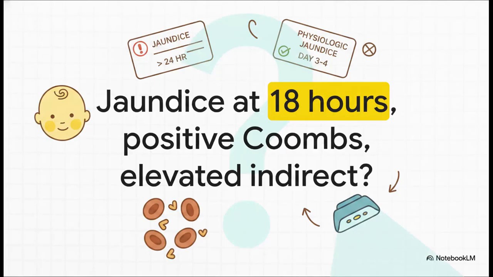An infant develops jaundice within 18 hours of birth. Labs show a positive Coombs test and elevated indirect bilirubin. What's the cause? Immune-mediated hemolysis, like ABO incompatibility. Jaundice under 24 hours plus a positive Coombs test means pathology, requiring rapid phototherapy. Physiologic jaundice wouldn't actually peak until day 3 or 4, and crucially, the Coombs test would be completely negative.